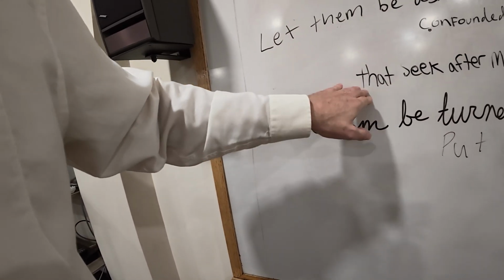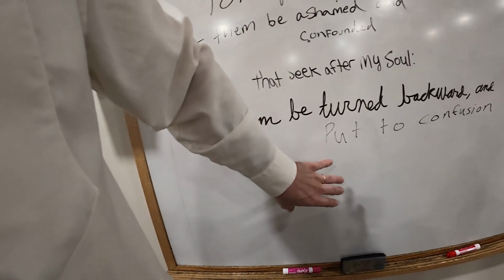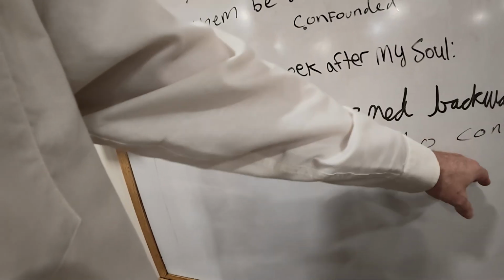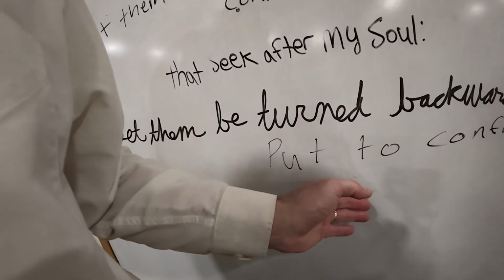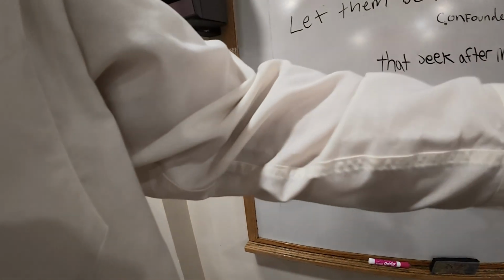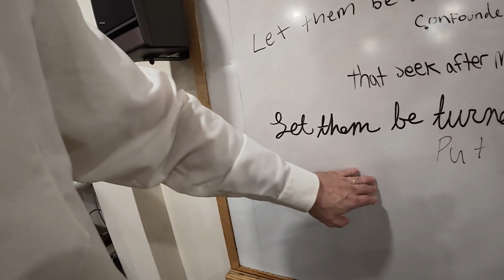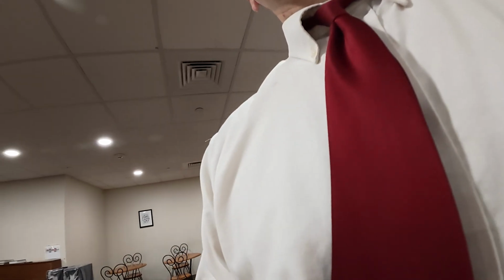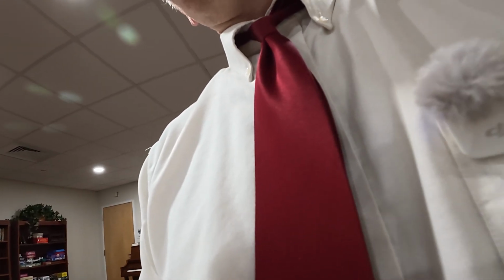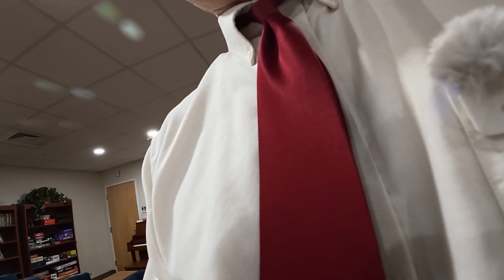So you could say, because of that, I'm going to repeat it and put it here. The second thing is you could say, you know what, it's describing why they should be put to confusion, or who should be put to confusion: the ones that seek after my soul, or however the verse goes. You could put it here to show dependence, or you could put it here showing the repetition. Either one of those is good. That desire might hurt.